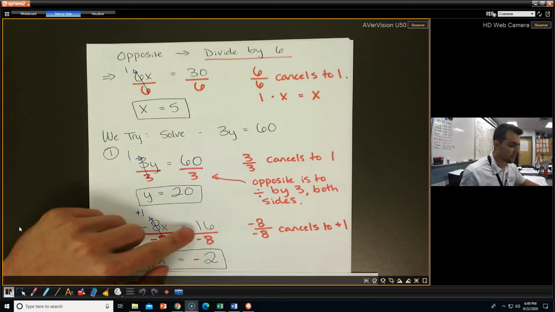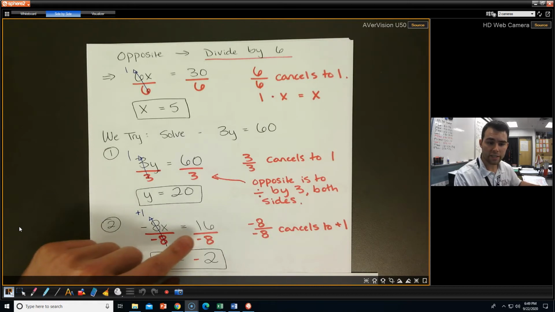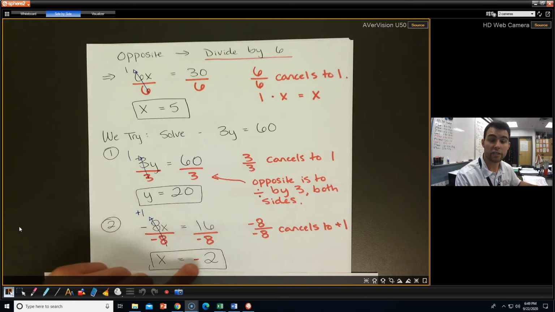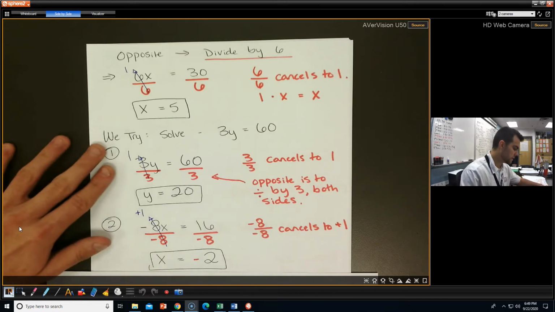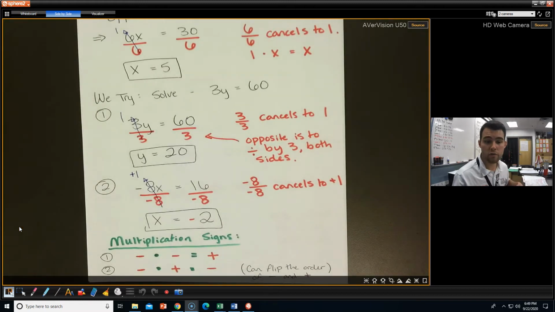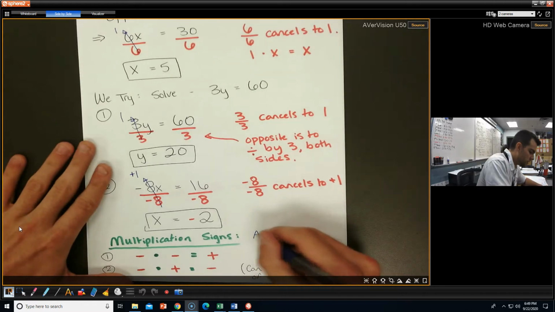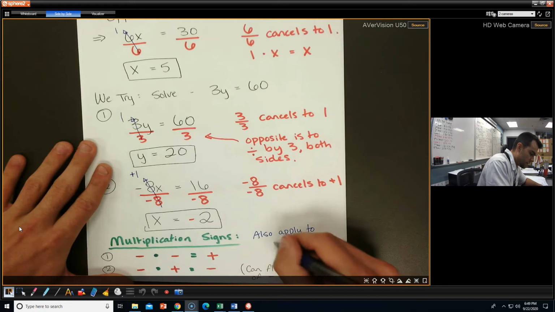But I'm doing 16 divided by negative 8. And a positive divided by a negative is going to give me a negative answer. Okay? So that's very critical. If you forget your negative sign, well, you're not going to solve the problem correctly. All right? So here are some multiplication signs. And these also apply to division. Let's run through those real quick, all right?